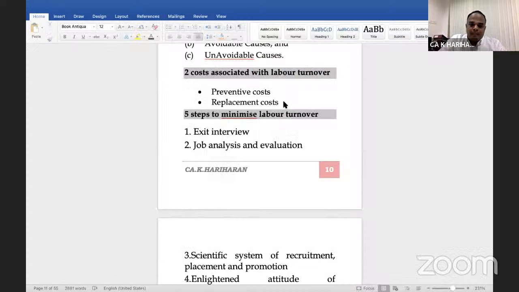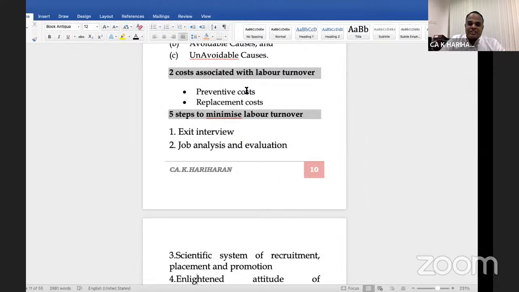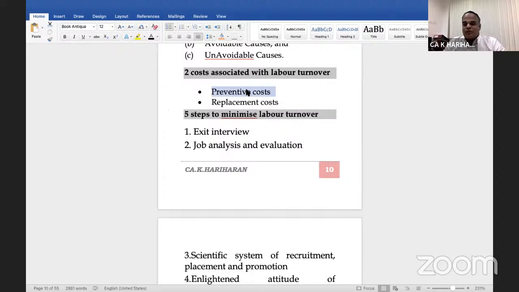So two costs are incurred with respect to labor turnover. What are they? Prevention cost and replacement cost. Very good. Now, can you please tell me: low prevention cost leads to dash labor turnover? Next exam onwards, you have to expect this type of question. What would the answer be?